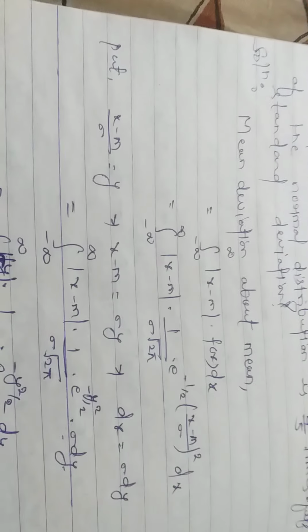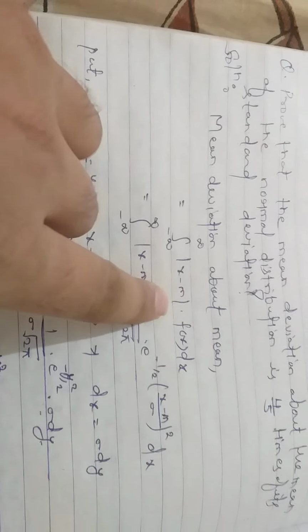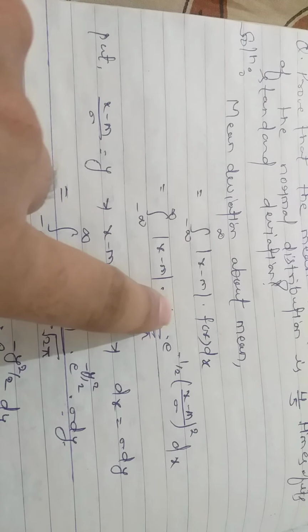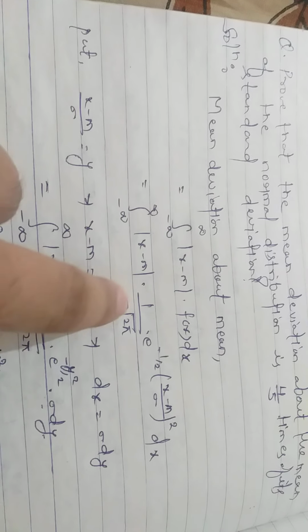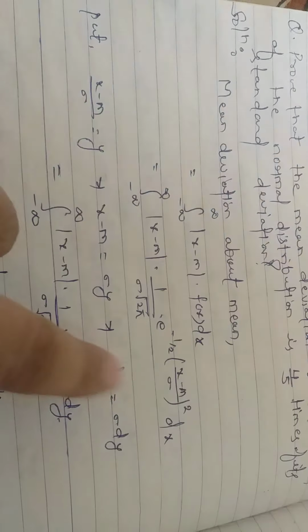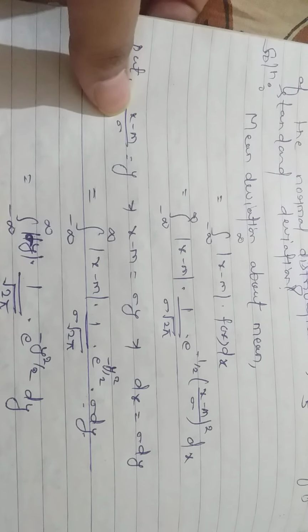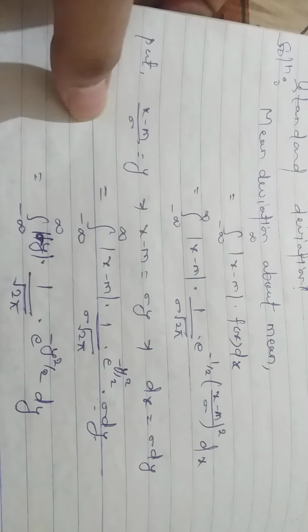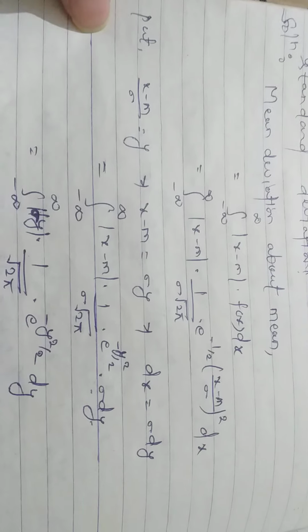So we know that mean deviation about the mean is the integral from minus infinity to infinity of mod x minus m times f(x) dx. We will put the value of f(x) from the normal distribution, 1 upon sigma root 2 pi e raised to minus 1 by 2 (x minus m upon sigma) whole square, dx. For solving this integral, we will put (x minus m) upon sigma equal to y. From here, x minus m is equal to sigma times y and dx equals sigma dy.